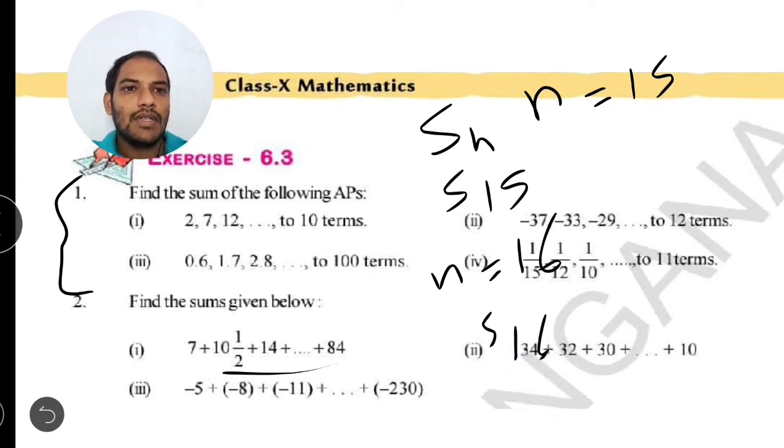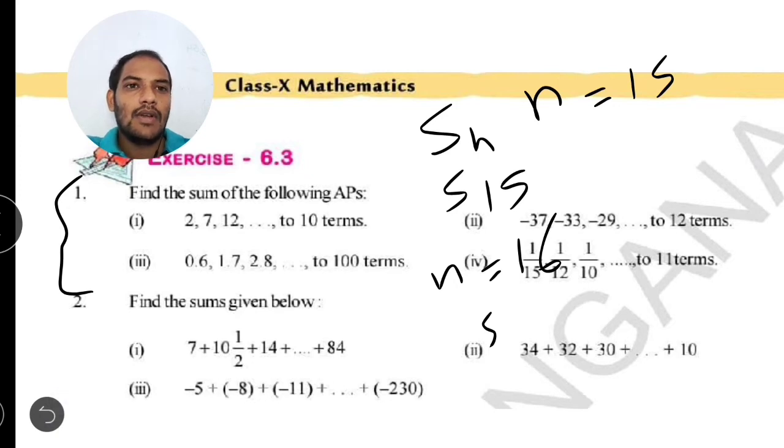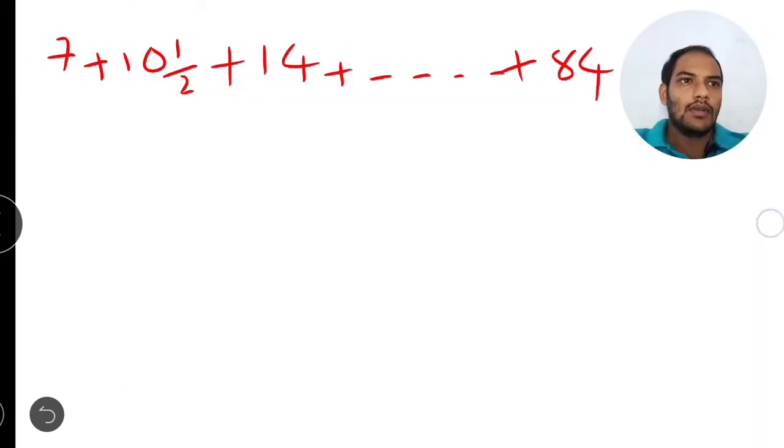But in this question there is no information about the particular number of terms. So that is why first we have to find out the number of terms in each AP. First of all, how many terms are there in the AP, then after you can find out the sum answer. We know very well in the previous exercise we learned this type of question, how to find out the number of terms in the particular AP. So let's follow the same. Let's find out the number of terms here.